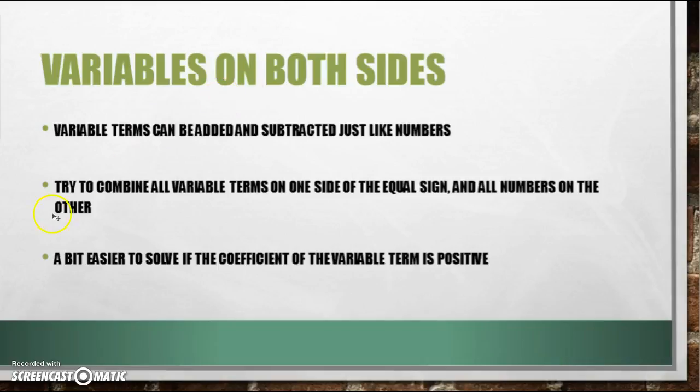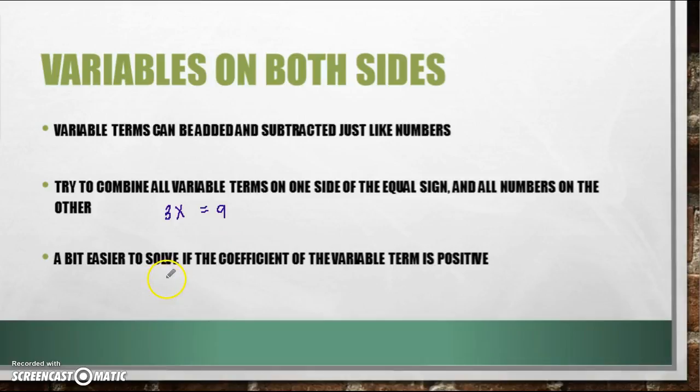And one helpful tip for combining variables is to try to combine all variable terms on one side of the equal sign and all numbers on the other so that your equation ends up looking like 3x equals 9, for example. All of your variable terms would be combined on one side of your equal sign and your numbers are on the other so that it's a one-step equation to solve.